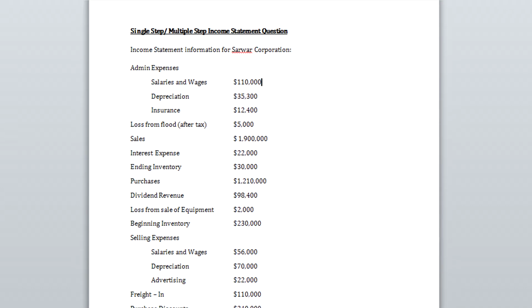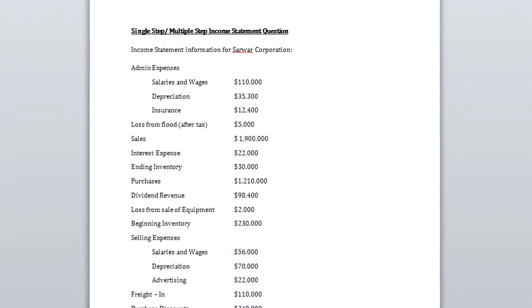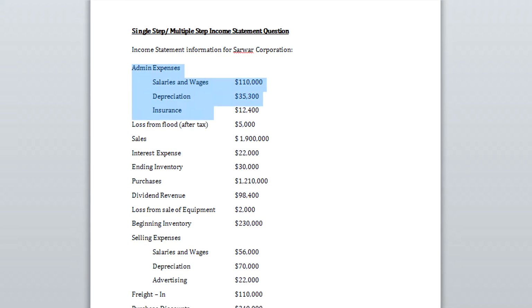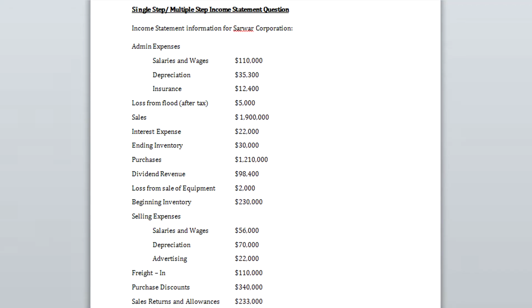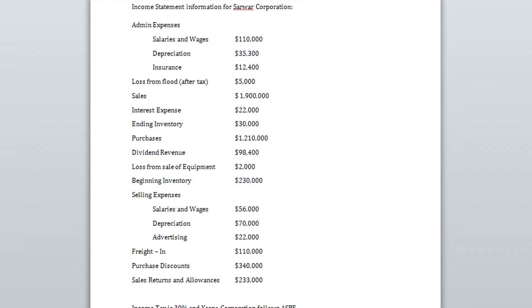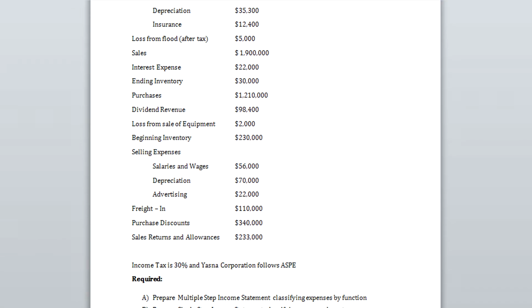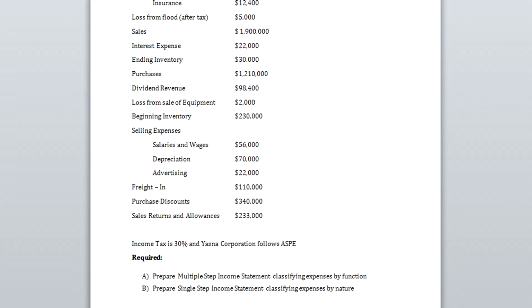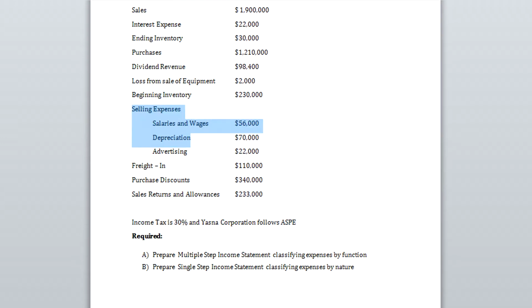Okay, so as you can see, we have the income statement information here for the Sarwar Corporation, and it just lists out a bunch of stuff for us. Gives us some admin expenses, a loss from a flood after tax, $5,000. Tells us our sales, interest expense, inventory, purchases, dividend revenue, loss from sale of equipment, beginning inventory, selling expenses, freight in, purchase discounts, and sales returns and allowances. The question also tells us our income tax and that we follow ASPE.